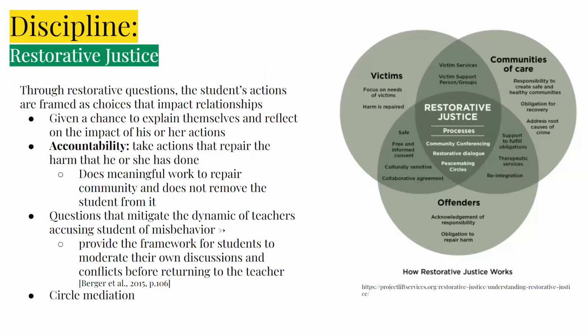So we definitely practice restorative justice. That is through questioning and circles. Students' actions are framed as choices that impact relationships. We give them a chance to explain themselves and reflect on the impact of his or her actions. And this leads to accountability. They take actions that repair the harm that he or she has done.